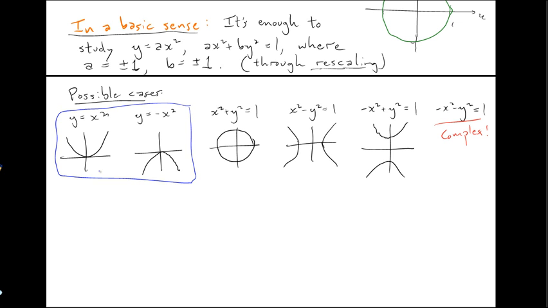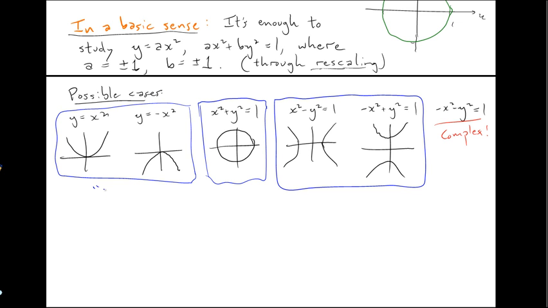Now, some of these can be grouped. The two parabolas are just flipped, and the two hyperbolas are just rotated 90 degrees. So you really have three basic curves that you'd like to study. These are the really, really basic conic sections.